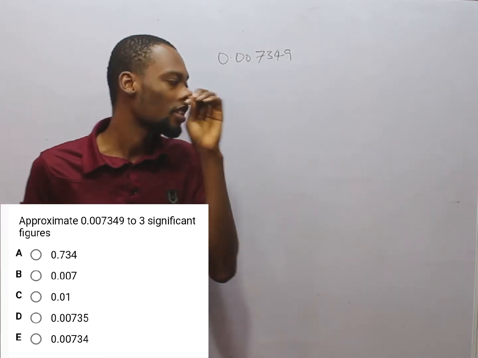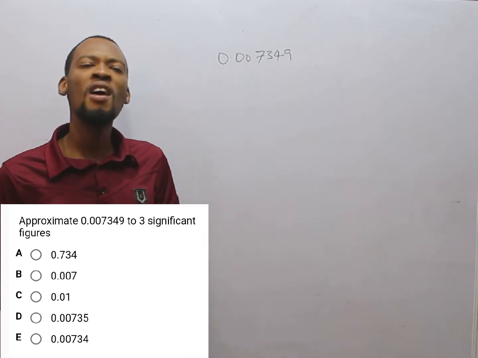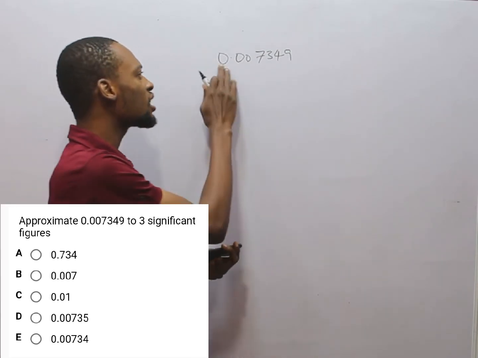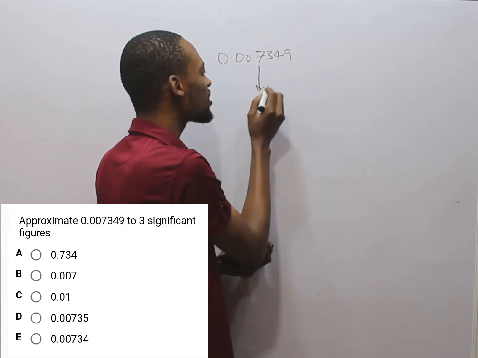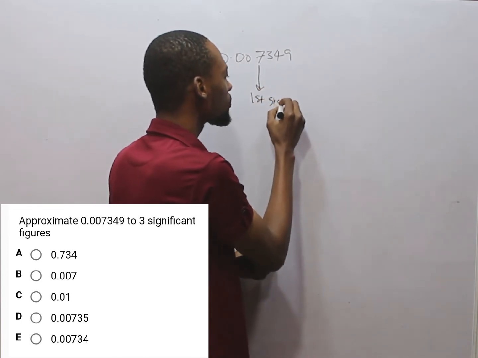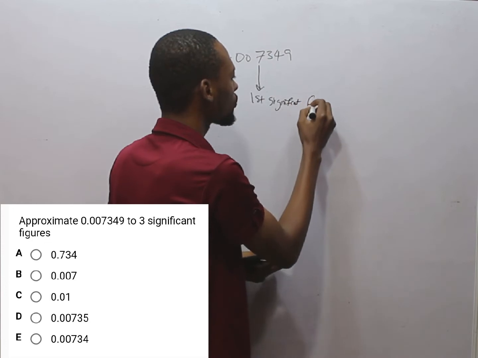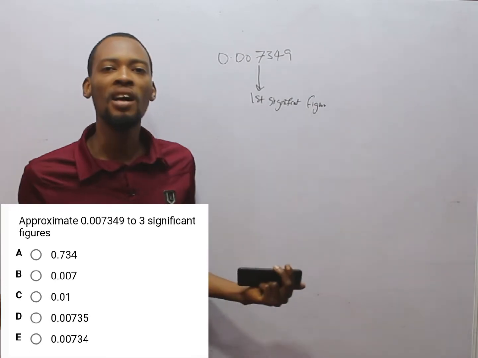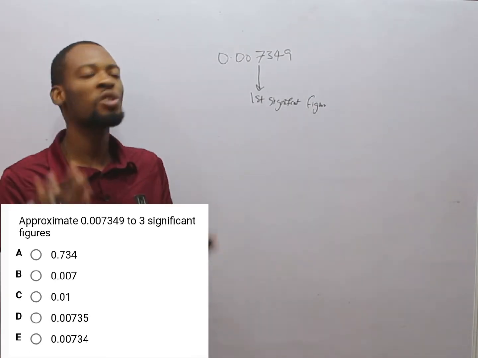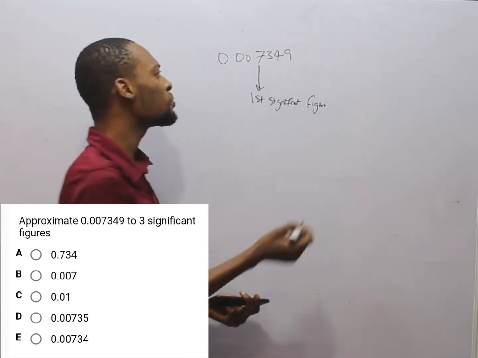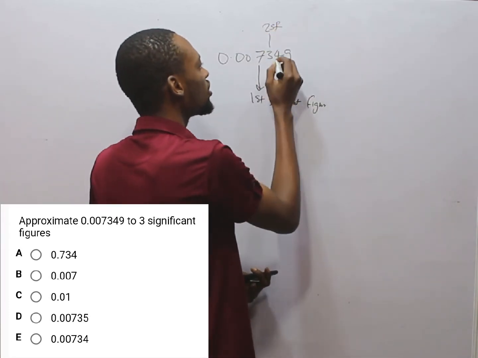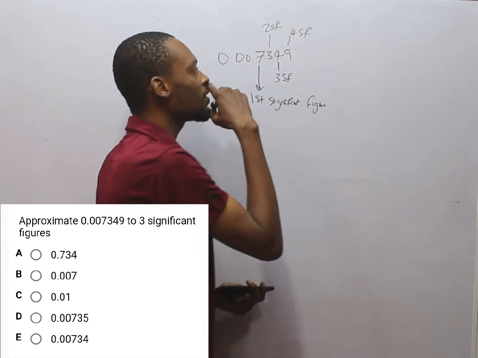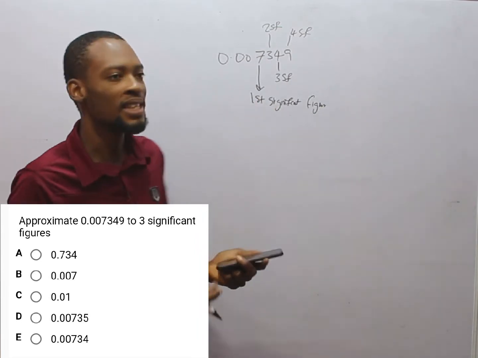Now look at something. When you are given a number like this, the first significant figure is the first value that is not 0. So this is 0.00. This first one that is not 0 is the first significant figure. After you've gotten the first significant figure, any other number, whether 0 or not, they are the second, third, fourth, and fifth respectively. Which means this is the second significant figure, this is the third significant figure, and this is the fourth significant figure. It simply shows that this number is in 4 significant figures.